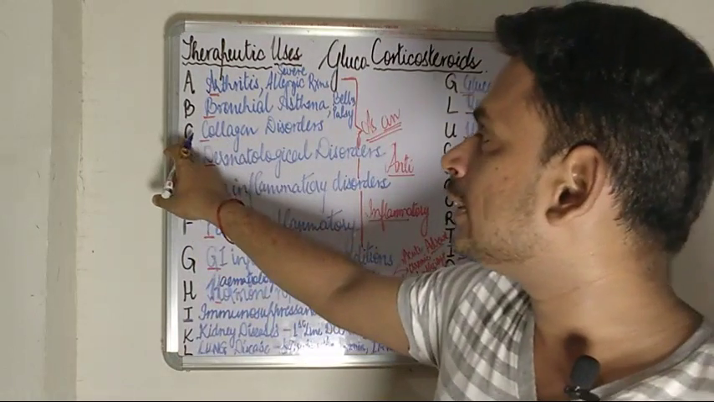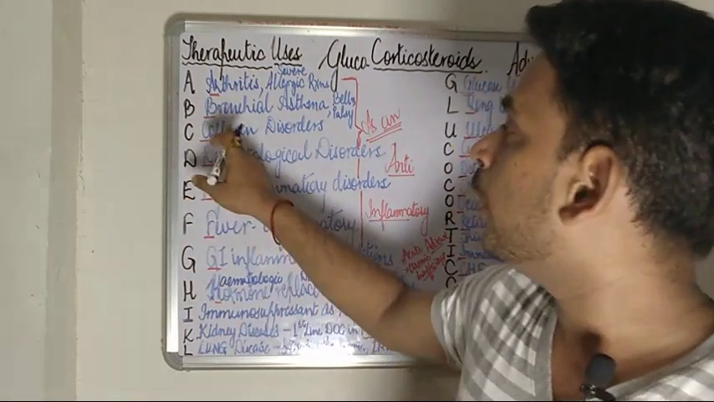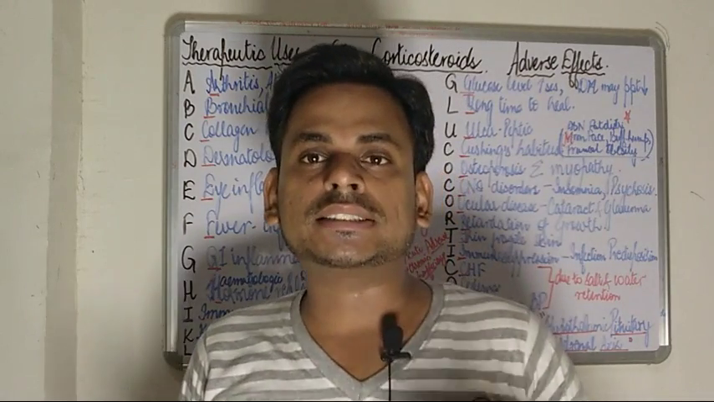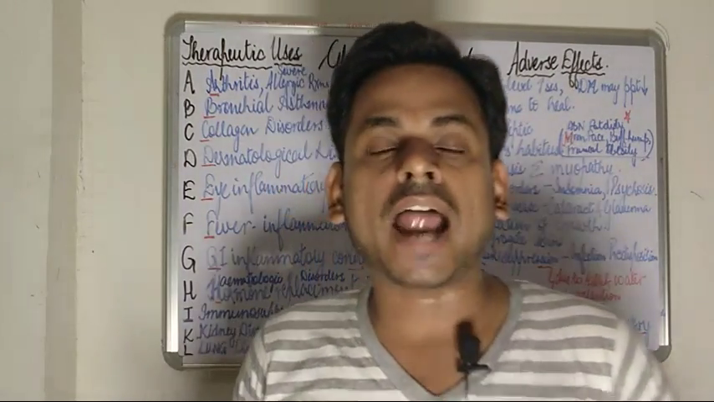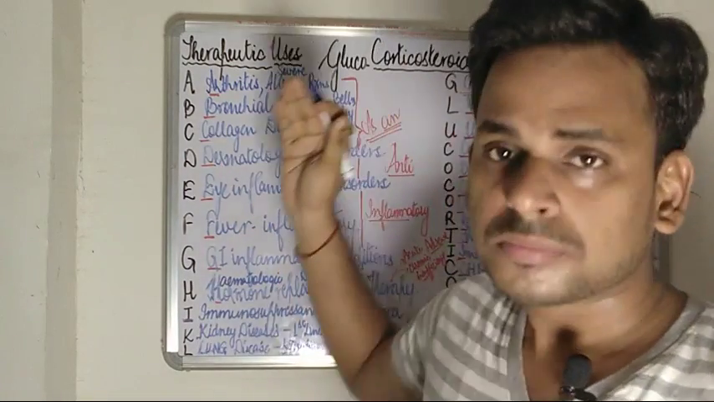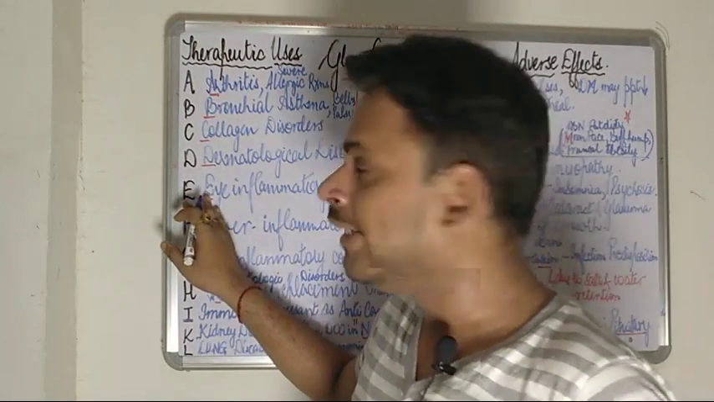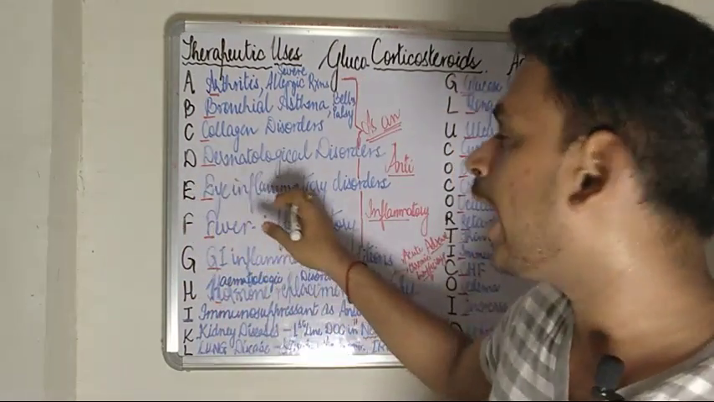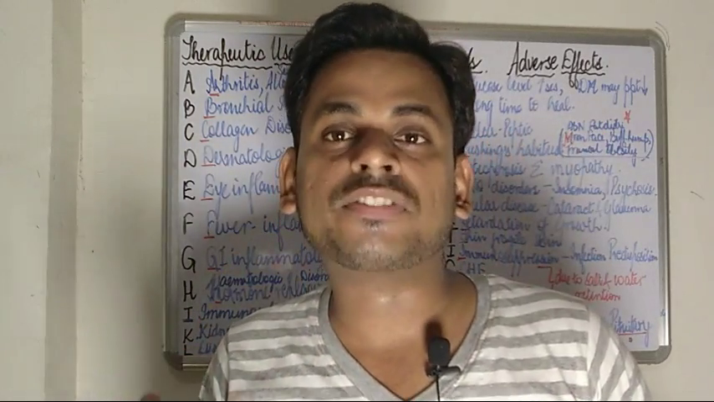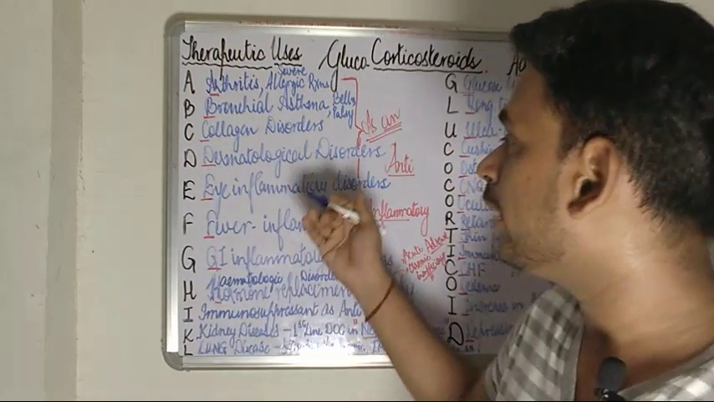Moving on to the next alphabet, that is the C. The C here refers to the collagen disorders. So various types of collagen disorders such as systemic lupus erythematosus and Wegener's granulomatosis are treated by the glucocorticoids. Moving on to the next alphabet, that is E. E here refers to the eye inflammatory conditions. So glucocorticoid drugs find their wide usage in the treatment of various types of eye inflammatory conditions.